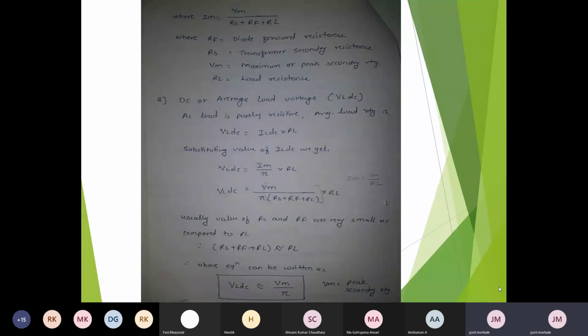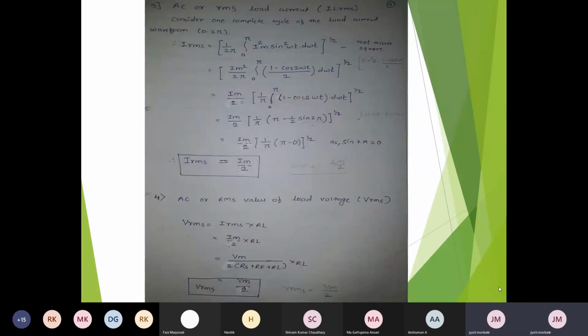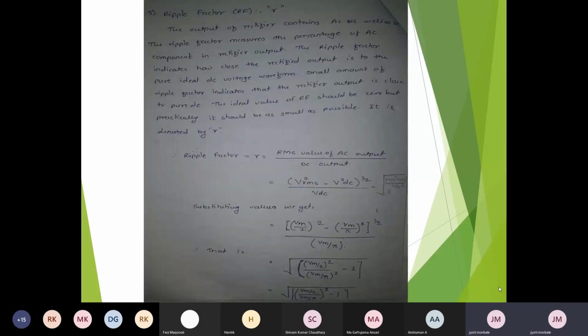ये हमने कल देखा है. The same way we can find the equation for VDC. This is the output DC voltage. Equation is Vm upon pi, where Vm is the maximum voltage, or we can say it is the peak voltage. Then IRMS, root mean square current, is Im by 2. This is the equation. VRMS is Vm by 2. This is the equation. Ripple factor, यहीं तक हमने कल I think हमारा हो गया था.